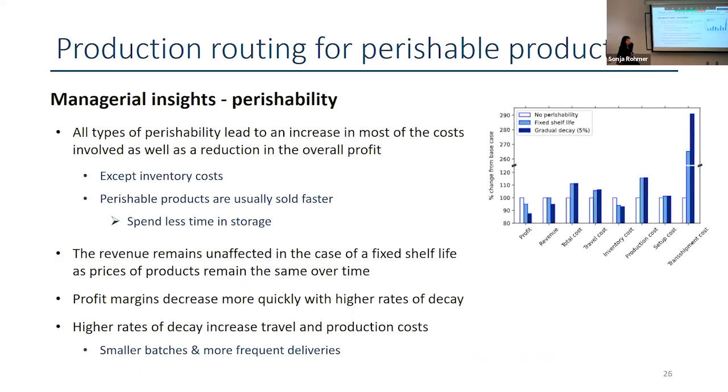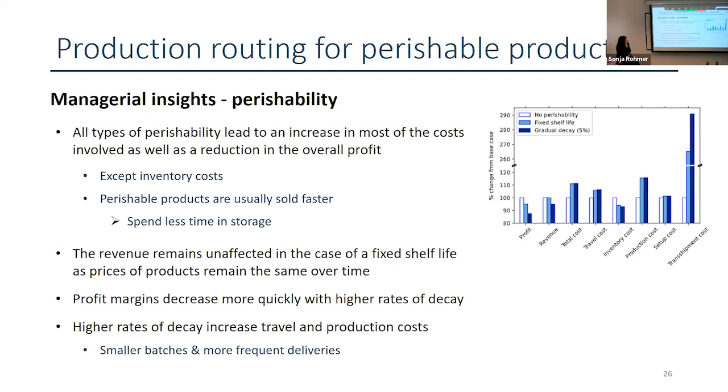Another thing that we see if we look at perishability is that all types of perishability lead to an increase in the cost, which makes sense because it's modeled so that as the quality goes down, I get less profit, so I have a reduction in the overall profit, and I need to ship more products because I want to have higher revenue. At the same time, at some point there's a shelf life and products go to waste. So I need to put out fresher products, so I need to produce more and I need to ship more often.